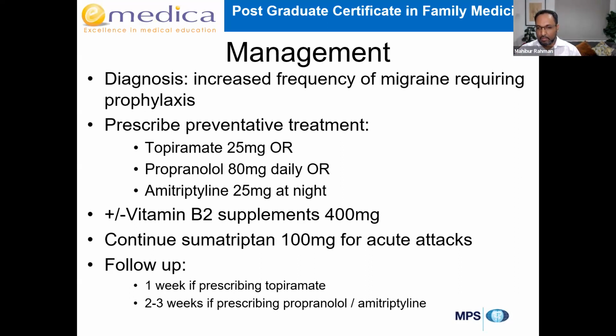So like you said, in Bangladesh, you might be using pizotifen. In the guidelines here, there's 3 options really: topiramate, propranolol, or amitriptyline. These are the options that we would use for preventative treatment in someone who's getting lots more migraines. And alongside that, they still continue taking the triptan when they get the acute attack.